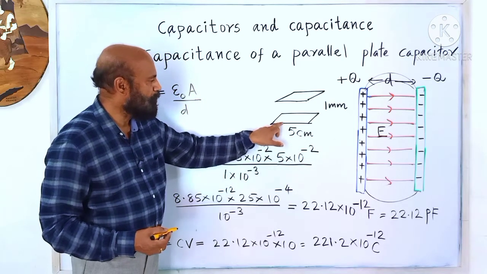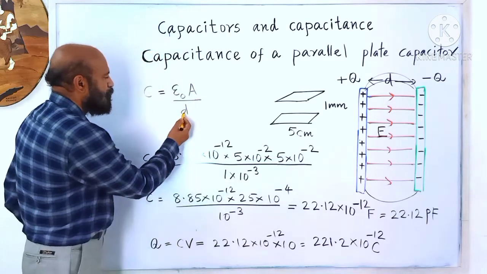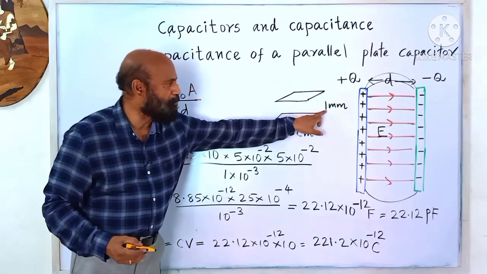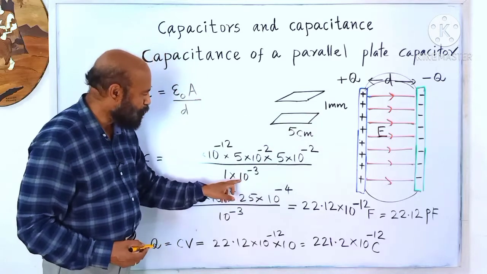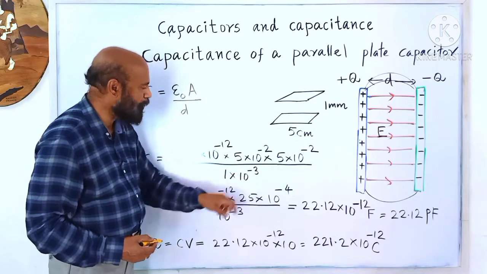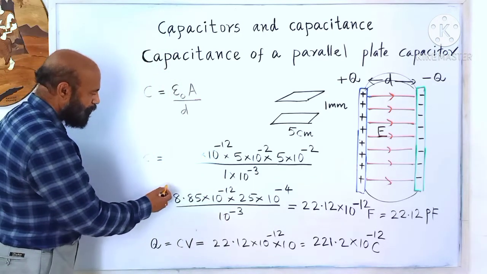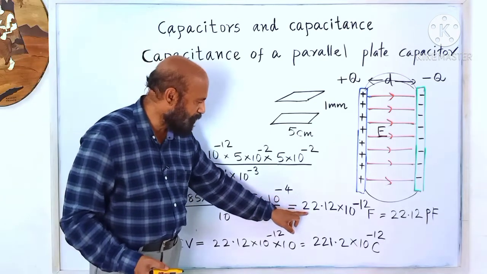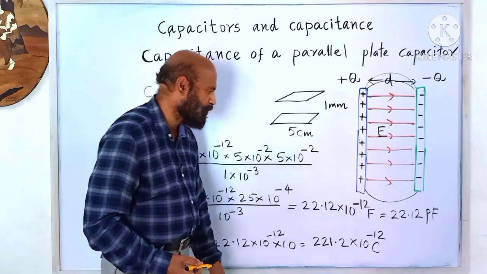Area of a square is side into side, that is to be divided by D. Distance between the plates is given in millimeter, 1 millimeter, so millimeter is to be converted into meter by multiplying by 10 raised to minus 3. Then when you simplify this, you will get the answer as 22.12 into 10 raised to minus 12 farad.